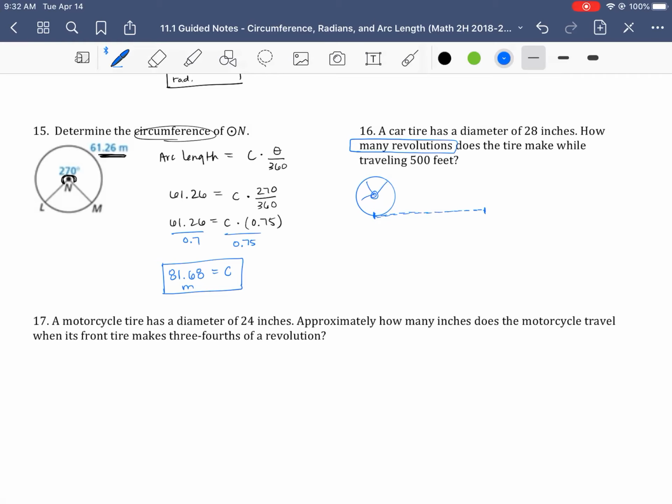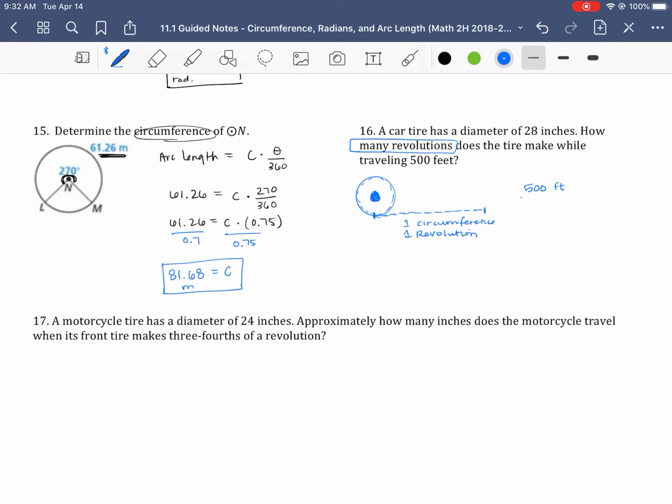So if this is a tire, okay, here's your car tire. If it's going to roll along the road as you drive, by the time it goes from here all the way around once, that's like one circumference. Once around would be one circumference in distance. That's also what we call one revolution. So one circumference is one revolution. So we want to know how many revolutions the tire makes while traveling 500 feet.